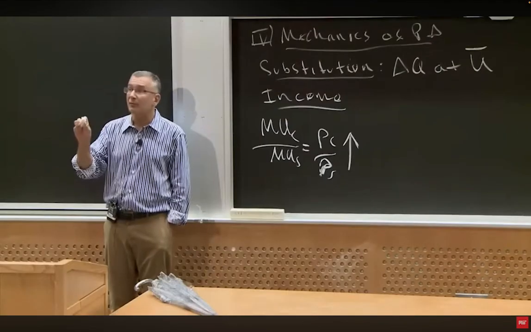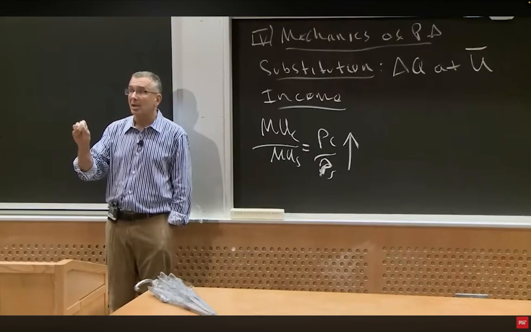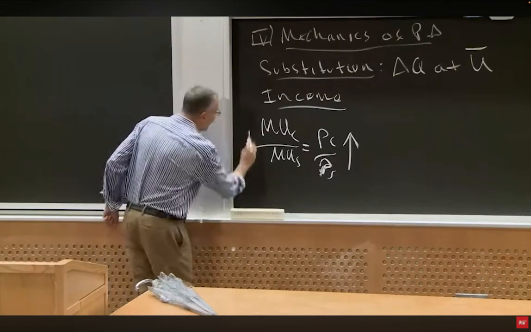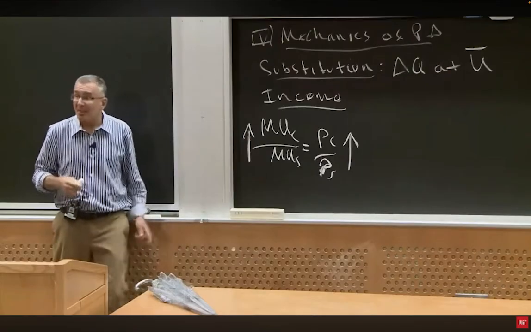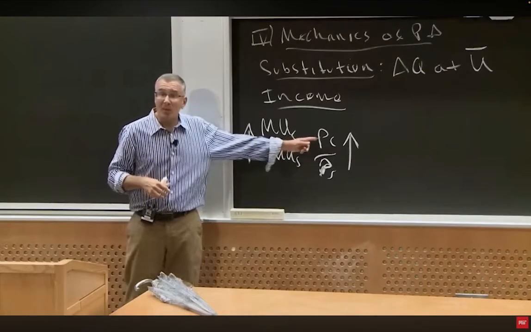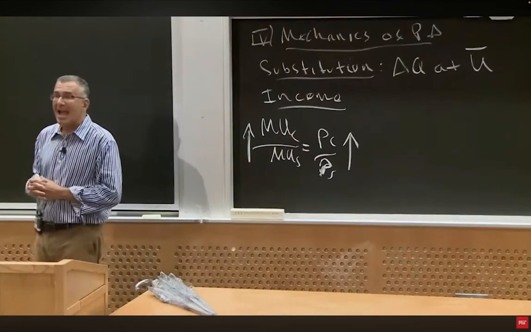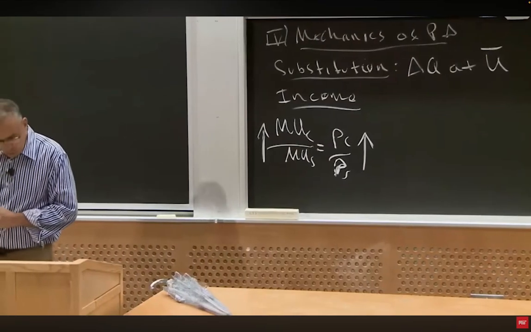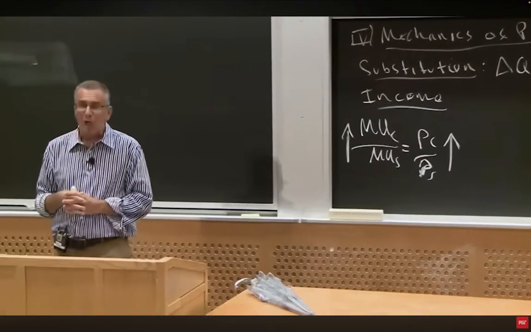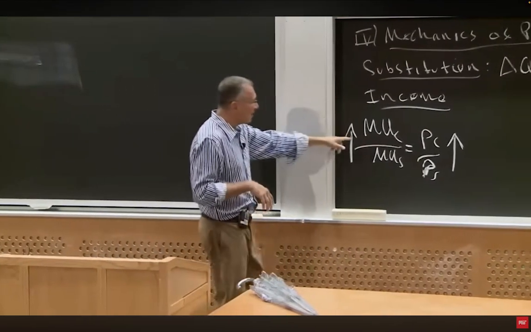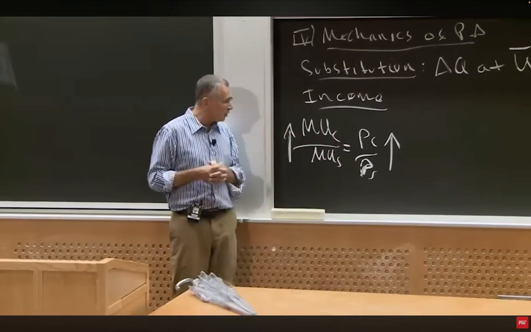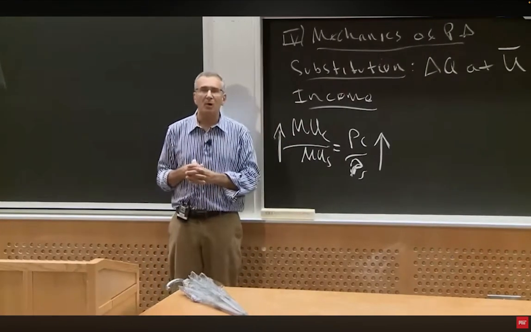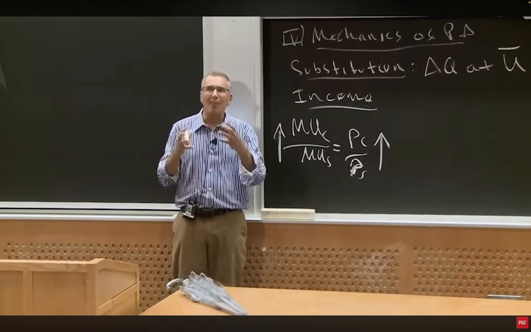Once again, jump in if anything's not clear. If that goes up, what has to happen? This has to go up. They have to be equal. The right side went up, so the left side has to go up. How do you make the marginal utility ratio go up? How do you make it so that the ratio of marginal utility of cookies to marginal utility of slices goes up? How can you operationalize that?